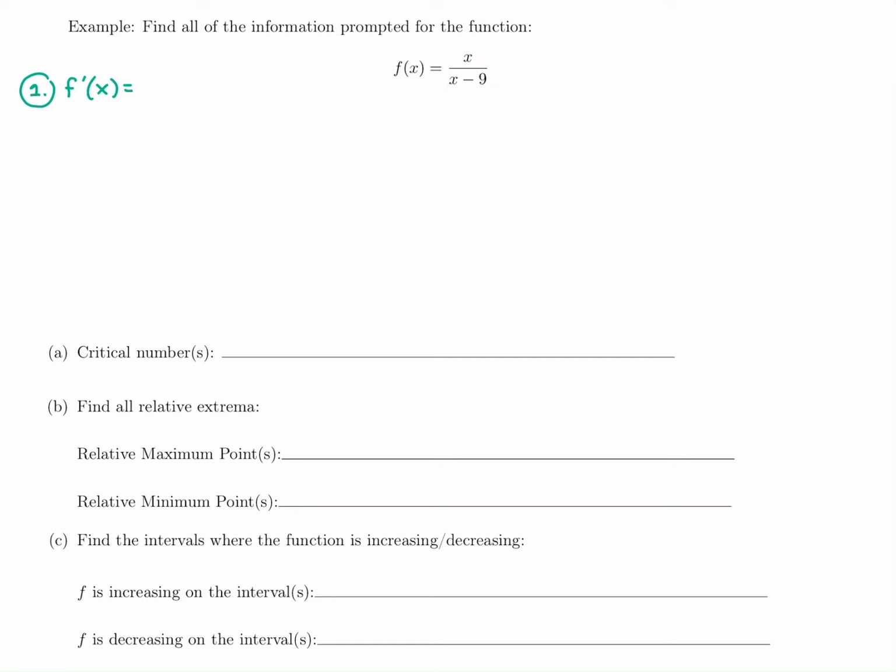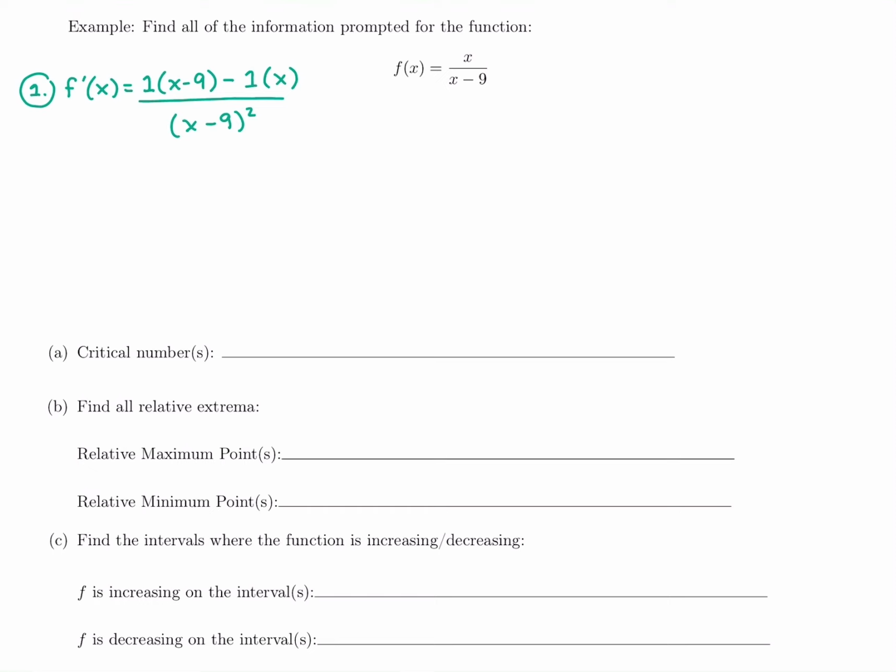And so I'm going to start with the derivative of the top. Derivative of 1x is 1. The original bottom is x minus 9. Minus, for quotient rule, the derivative of the bottom. Derivative of 1x is 1. Derivative of negative 9 is 0. So the derivative of the bottom is also just 1, times the original top, which is x, all over the original denominator squared. X minus 9 is squared.